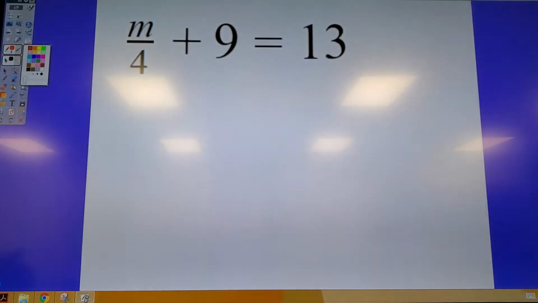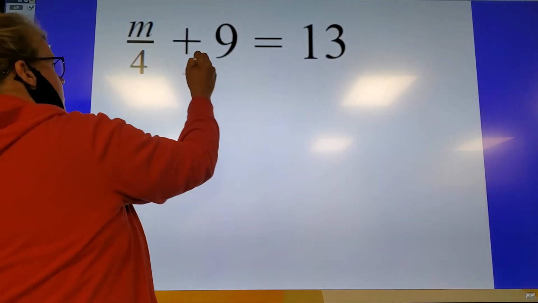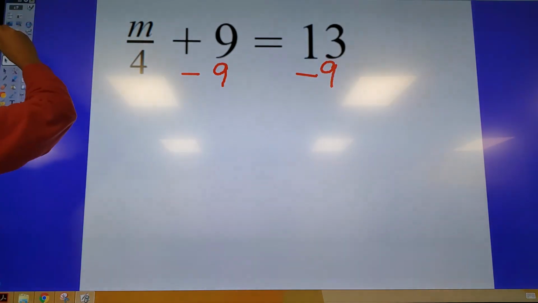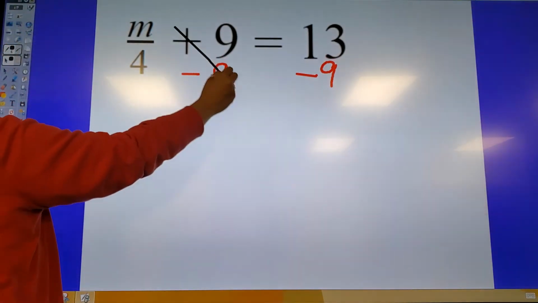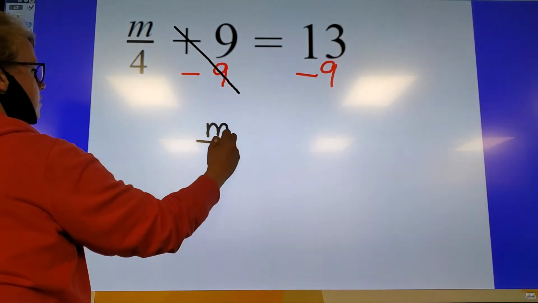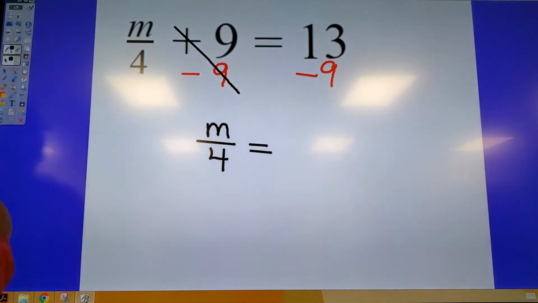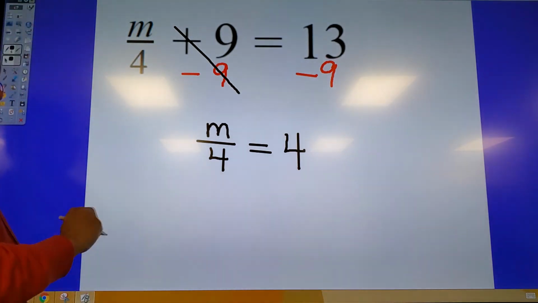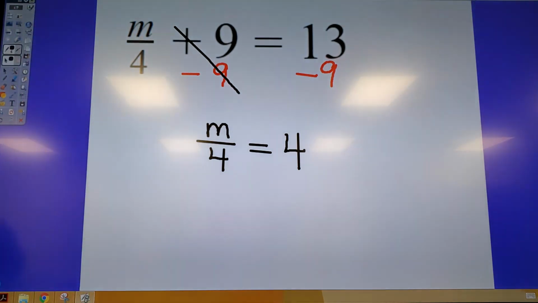So our first step is still going to be to add or subtract. So what's my first step going to be? 9 minus 9. Okay, so subtracting 9, good. Subtracting 9. So first step is just the same as the other problems we've been doing. Bring down your m over 4. And 13 minus 9 is 4. All right, so again, first step is exactly the same as the other problems that we've done today.